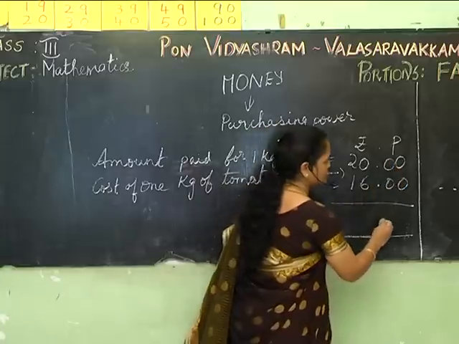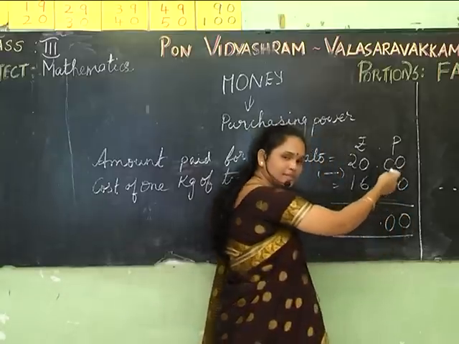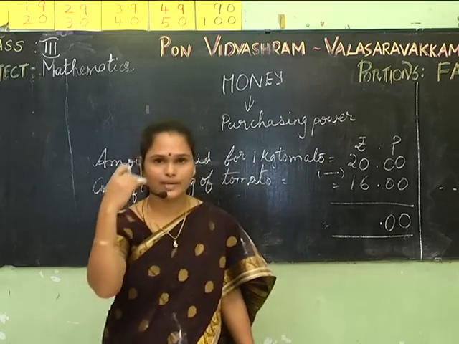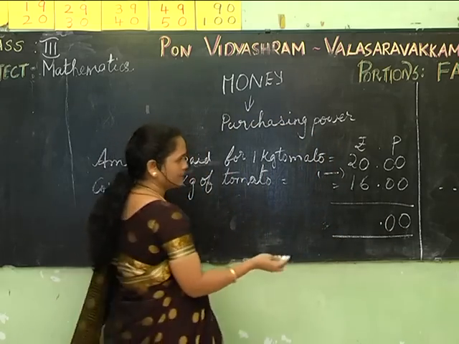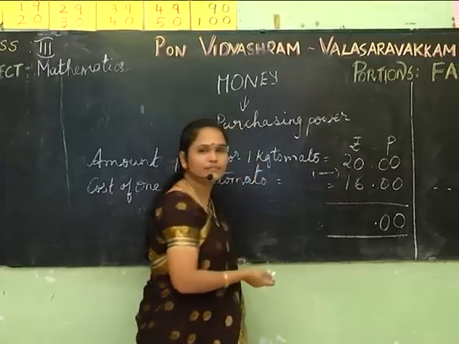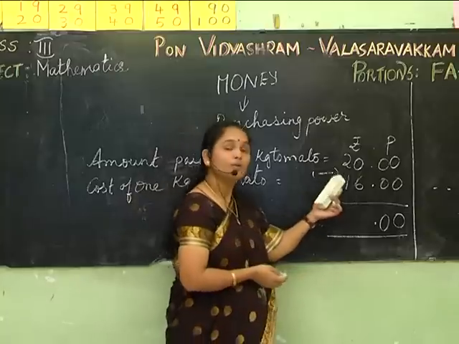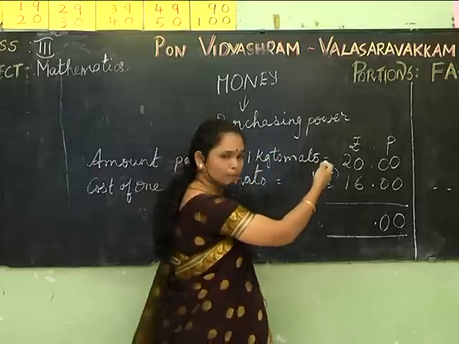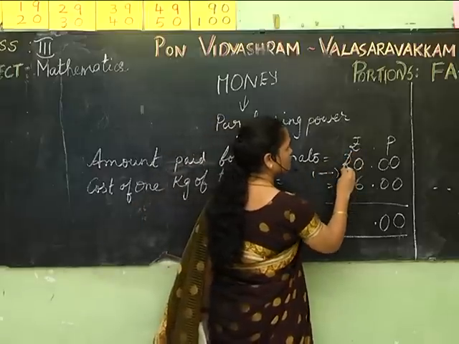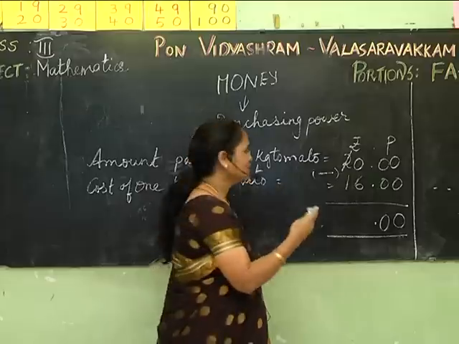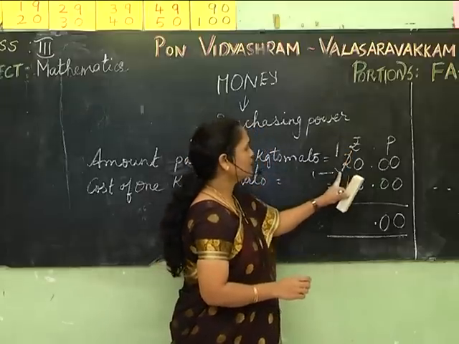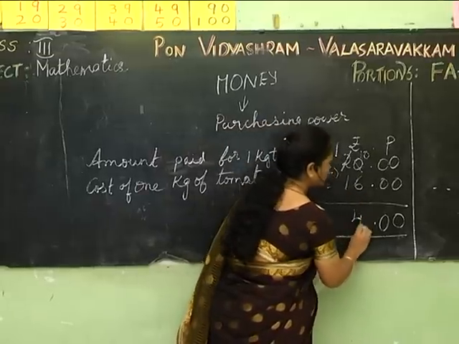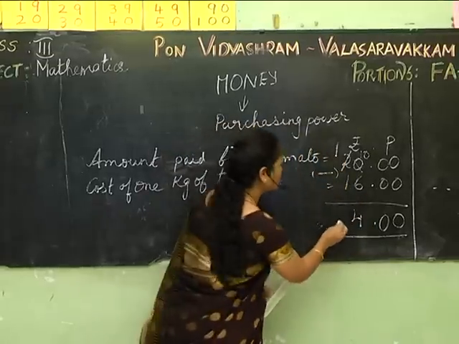0 minus 0 is 0. The same thing, 0 minus 0 is 0. Please do not forget to put the dot as soon as you calculate the paise. Then the same thing, how do you subtract 16 from 20? It is the same, children, as borrowing subtraction. Since you cannot take out a bigger number from a smaller number here, you can borrow a number from the next place value. Now you take 1 from here, this becomes 10. 10 minus 6 is 4. 1 minus 1 is 0.